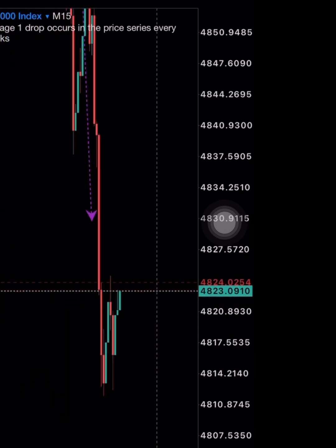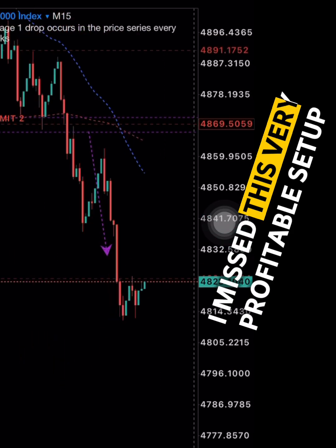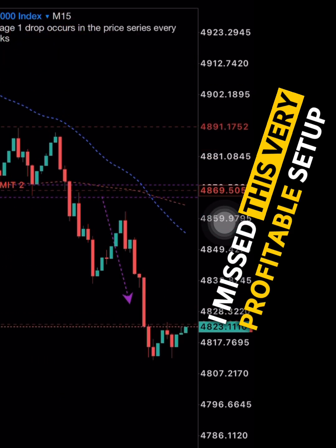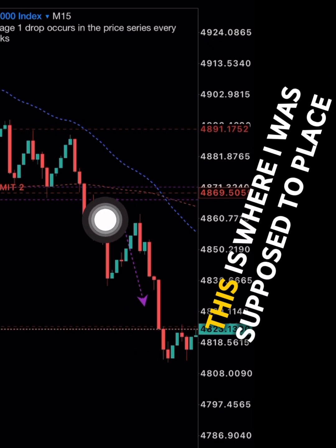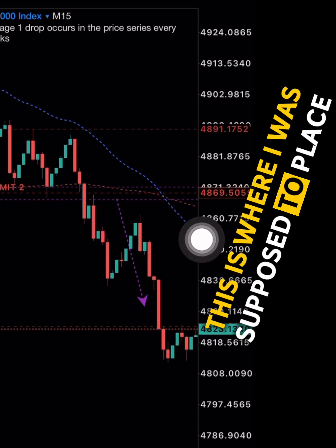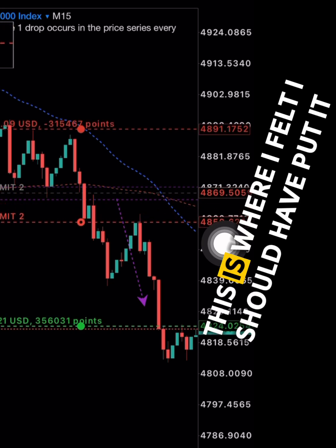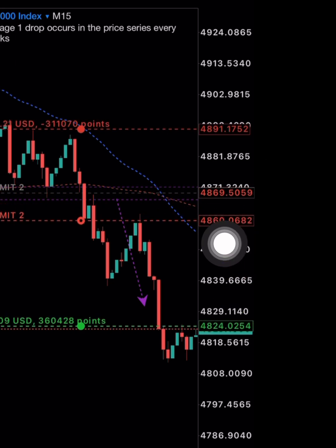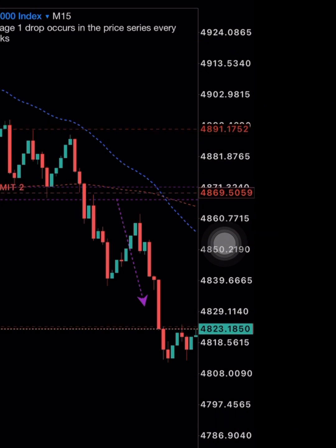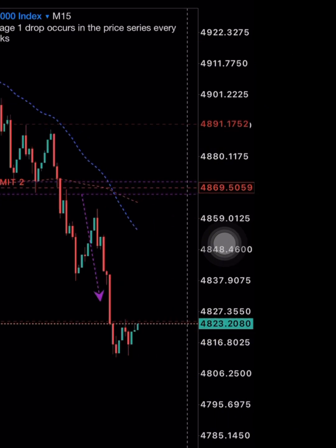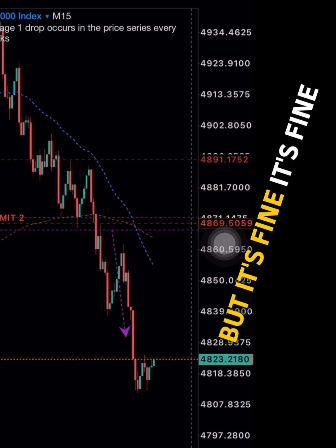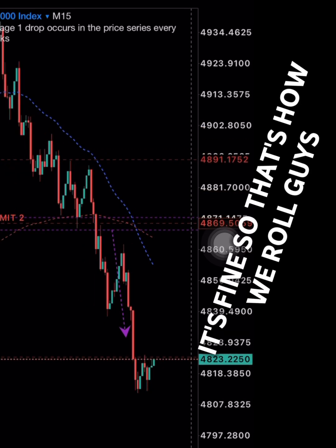Man, I missed this very profitable setup. This is where I was supposed to place this trade. This is where I felt I should have put it. Sure, man. Okay. Some days are like that. You just miss out. But it's fine.